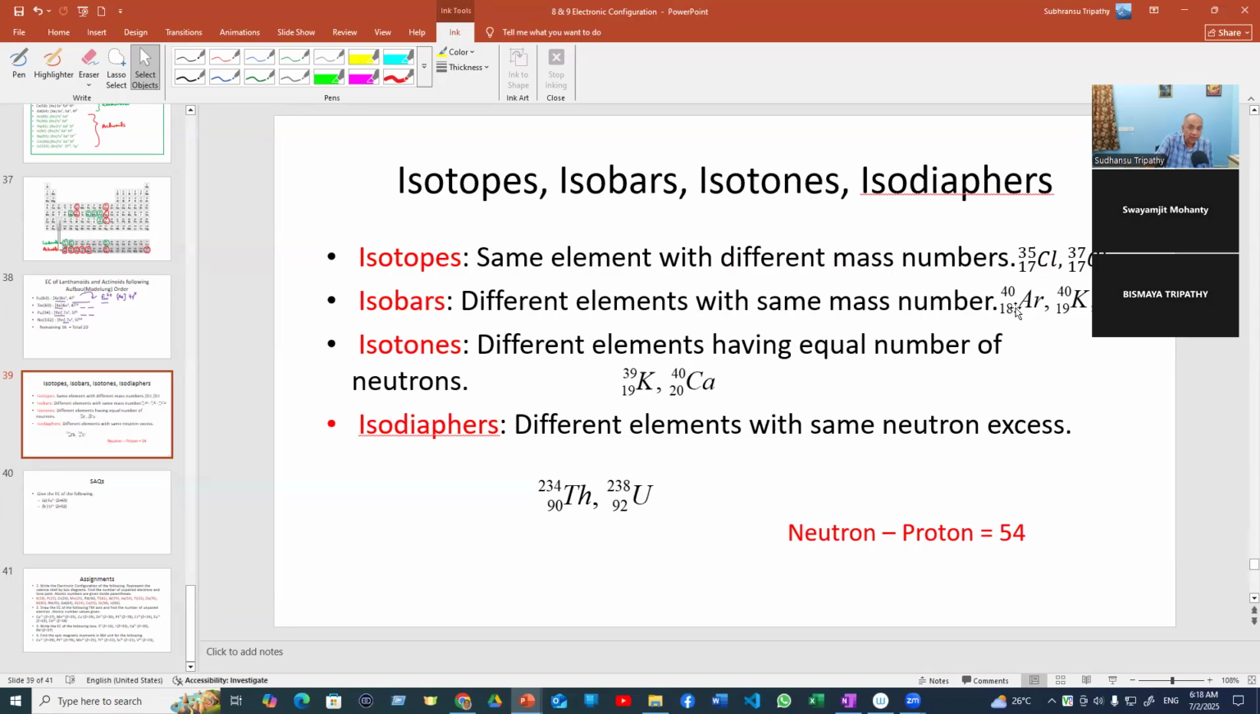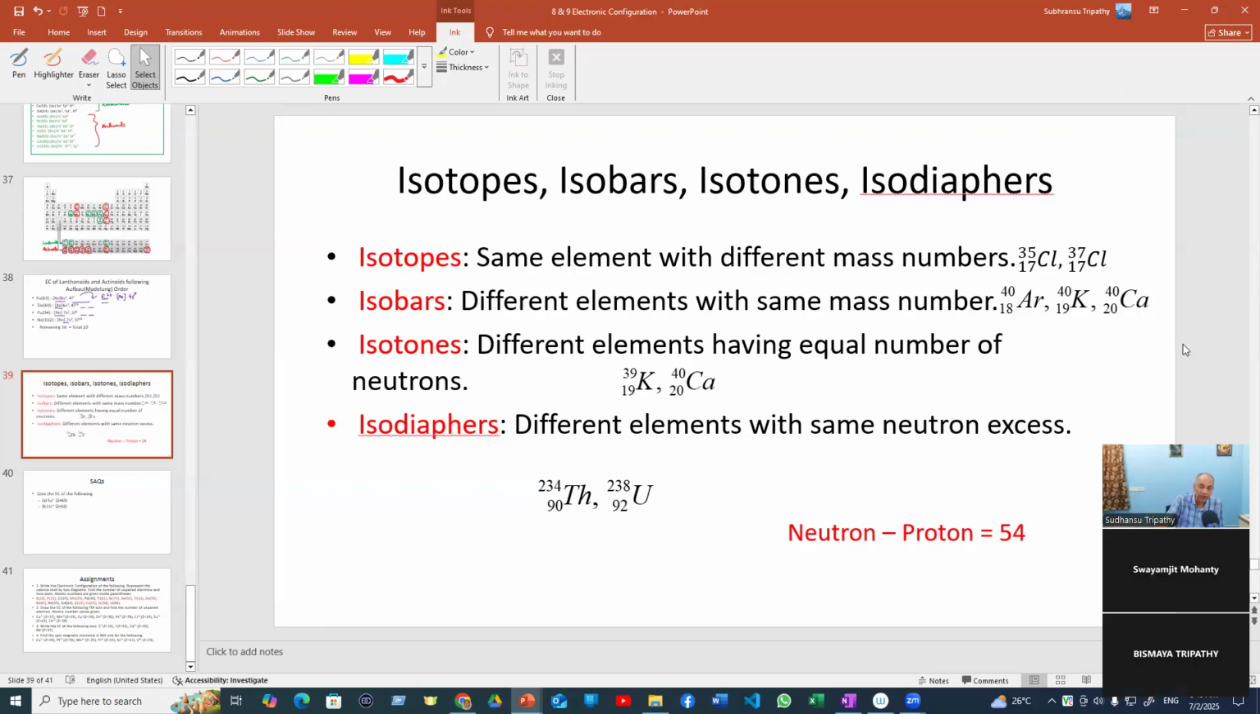The only similarity is that the mass number is the same. The number of neutrons is different, the number of protons is different, but the mass number is the same. Example: argon-40, potassium-40, which is a radioactive isotope, and calcium-40. Isotones have the same number of neutrons. Potassium-39 isotope and calcium-40 isotope have the same number of 20 neutrons.